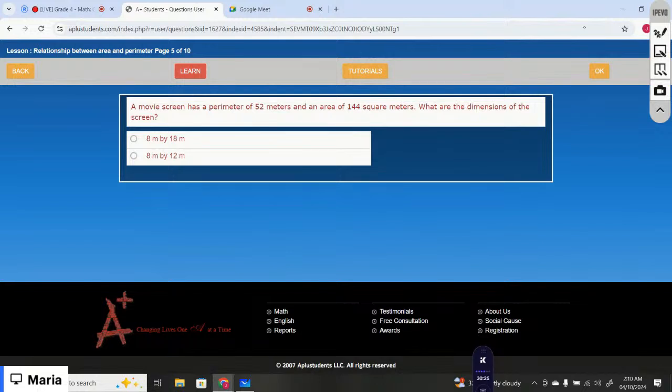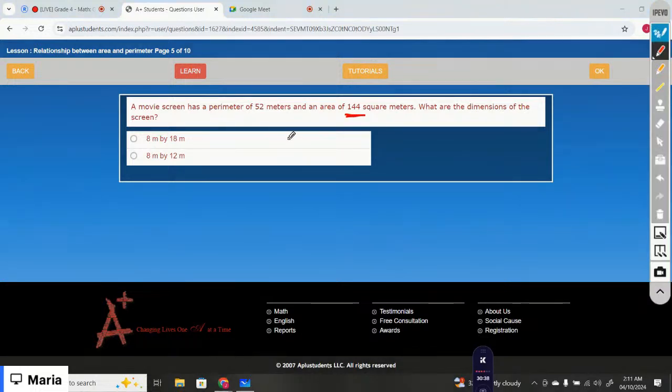Okay, the next one is: a movie screen has a perimeter of 52 meters and an area of 144 square meters. What are the dimensions of the screen? So you are given the area is 144, right? Area equals 144 and the perimeter equals 52. Let's just see which one makes 144. So start with the first one. 18 times 8. 8 times 8 is 64. Yes, that is option number 1.